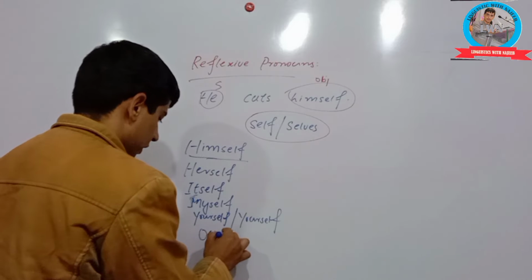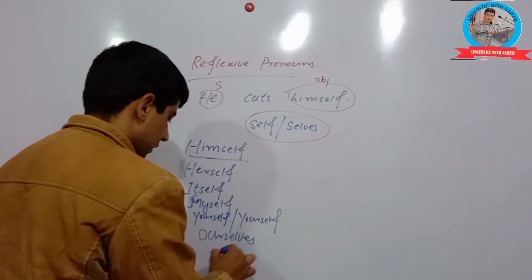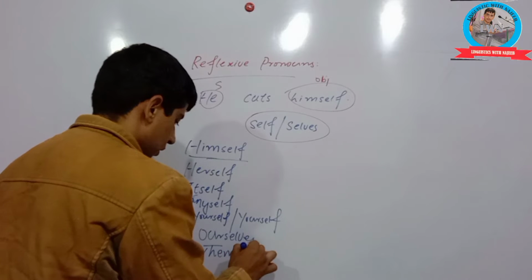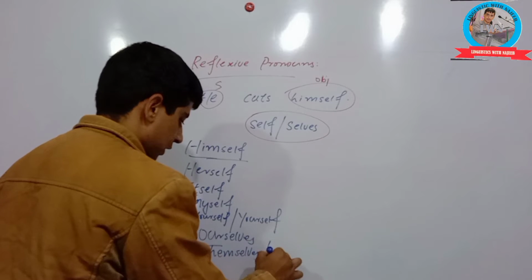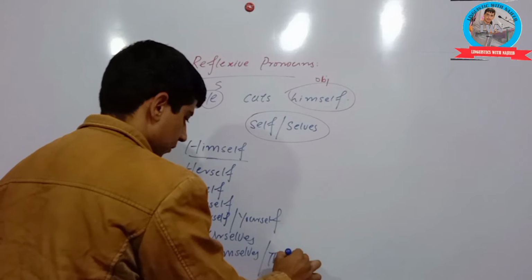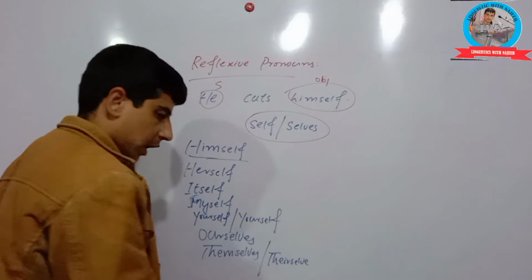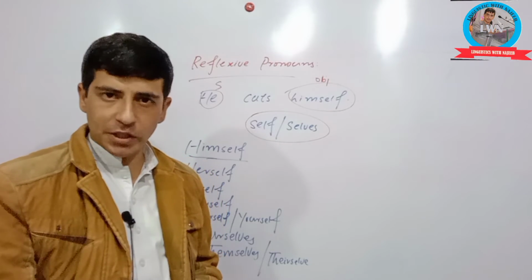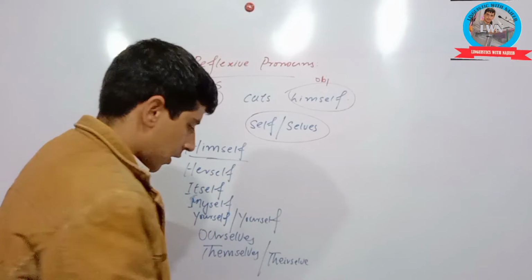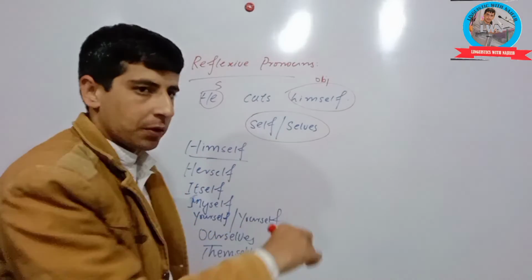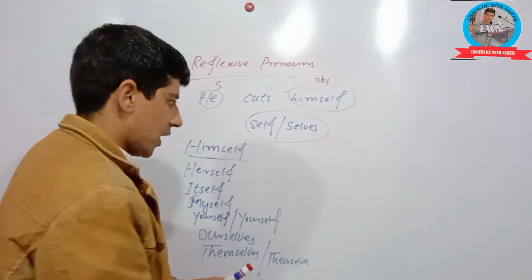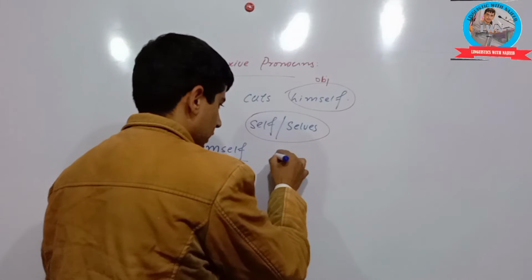And ourselves and themselves. In some cases, theirselves. So if we add self or selves to object pronoun or possessive adjectives, they're going to make the reflexive pronouns. For example, I would like to give you some sentences, some examples.